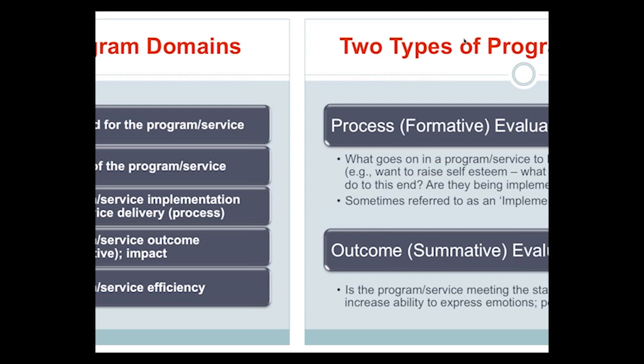The next type of evaluation is an outcome evaluation, often called a summative evaluation. And this is looking at a program and whether the program met the outcomes that it was intended to meet. So if we had a 15-session program designed to increase social skills, we want to know, did that program actually lead to an increase in social skills among the participants? And we would look at the specific outcomes and evaluate each of those outcomes.